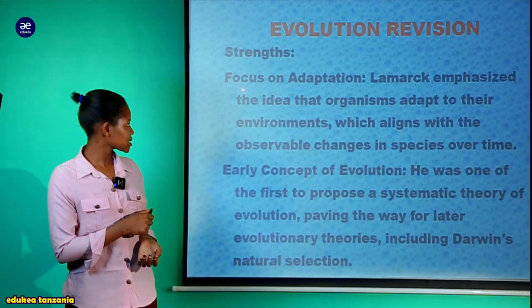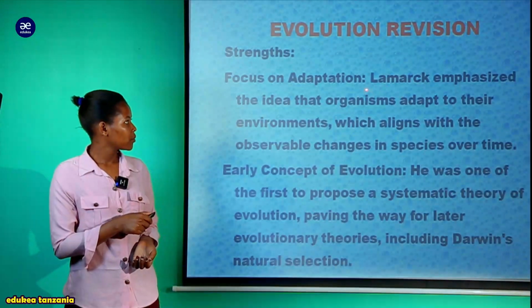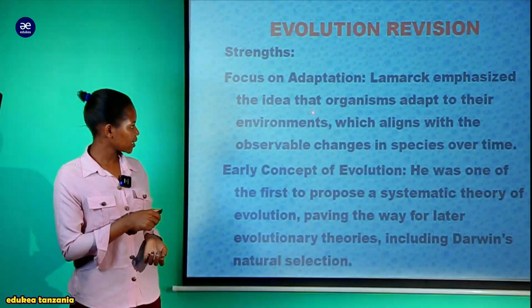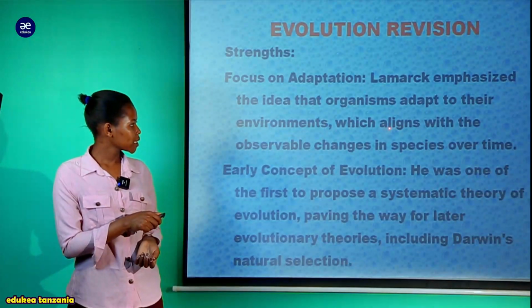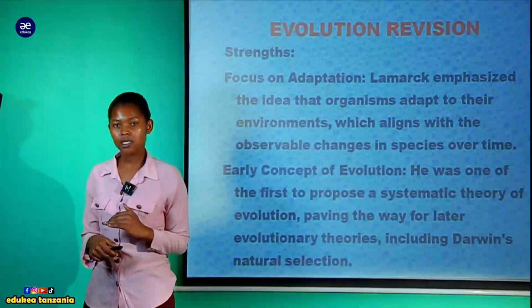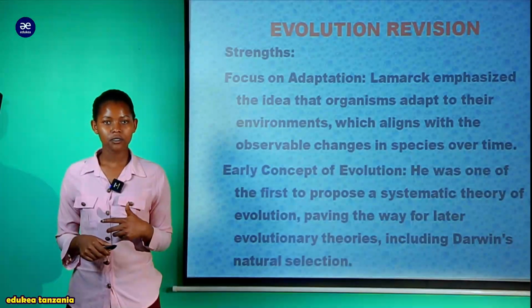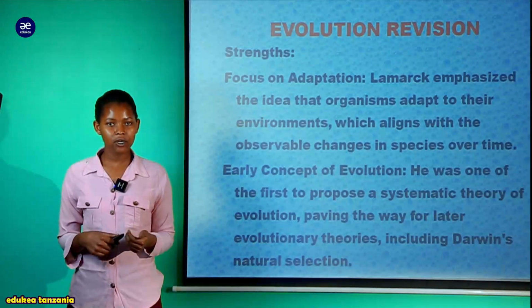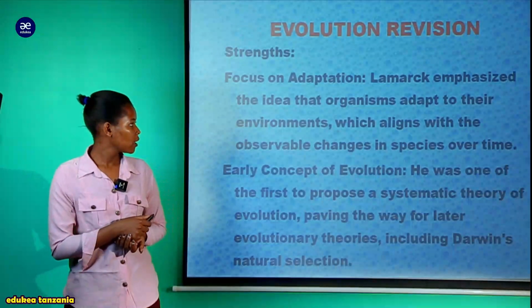The first one is that the theory focuses on adaptation. We can see Lamarck emphasized the idea that organisms adapt to their environments, which aligns with the observable changes in species over time. Kwa strength yake ya kwanza alizungumzia adaptation, yani alionyesha role ya environment kwenye evolution. That is the first strength.